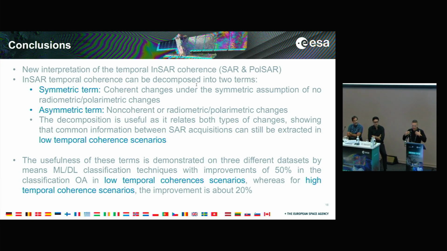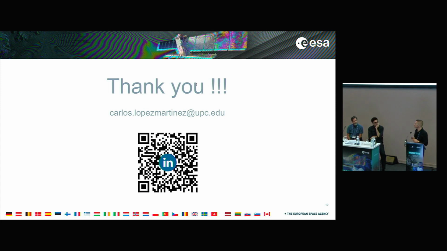Okay? The usefulness of this term, we have proved it quantitatively. In terms of classification, we have seen that in some scenarios, low coherence scenarios, we can improve classification by 50%. In a high coherence scenario, the improvement is not that high, but still we have been able to demonstrate improvements of about 20%. So this is the end of my talk, and now I'm open for questions. Thank you very much.